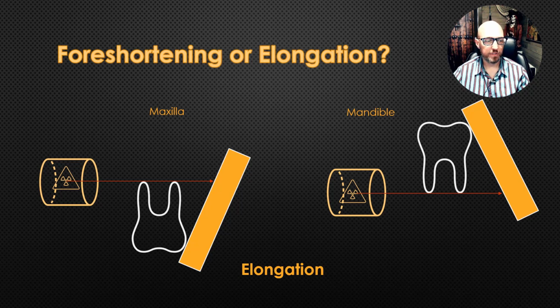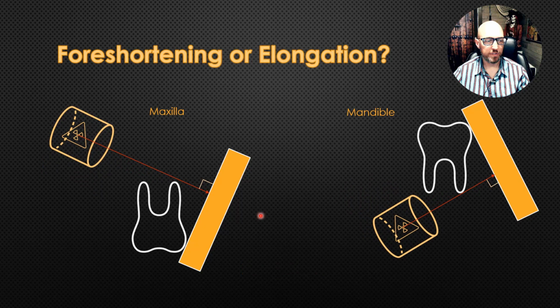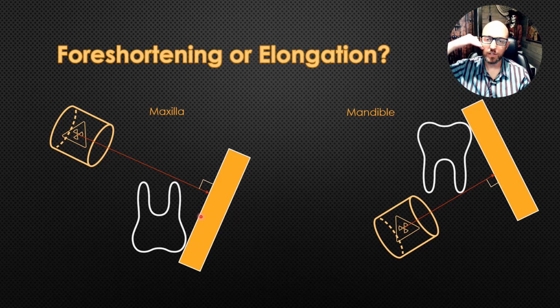Now let's look at what happens if instead we change the angulation of the X-ray source to come in at 90 degrees to the angle of the sensor. Is that going to create foreshortening or elongation? If you look at the projection of the image of the tooth, it's actually going to be shorter. And the more severe the inclination is, the higher degree of foreshortening you're going to create. And so this creates foreshortening.